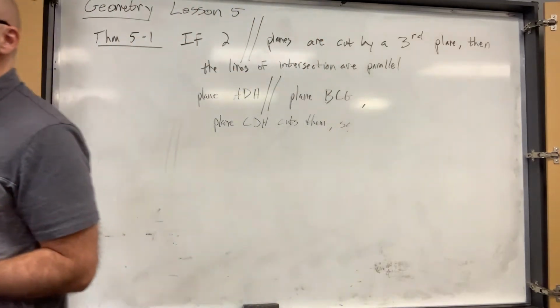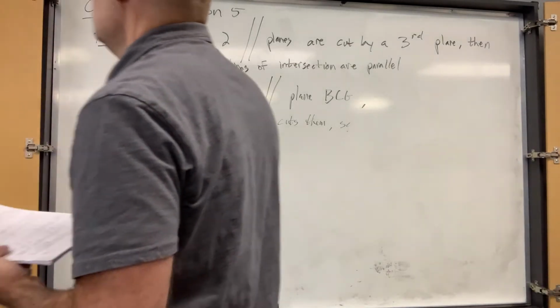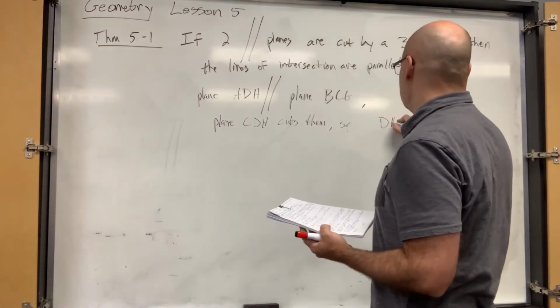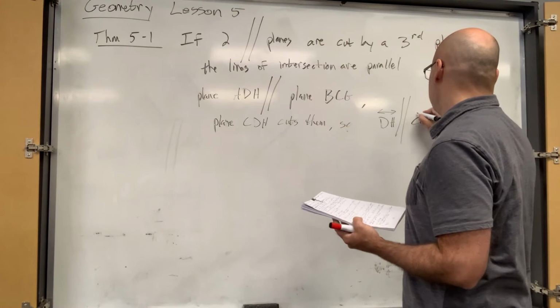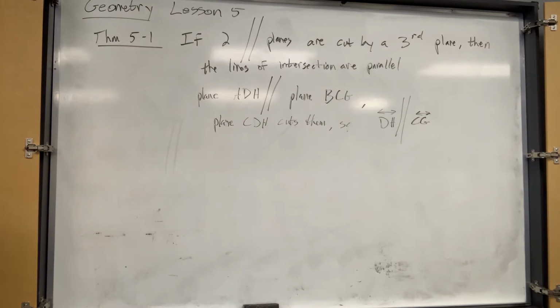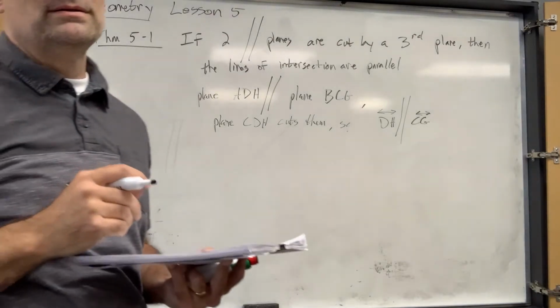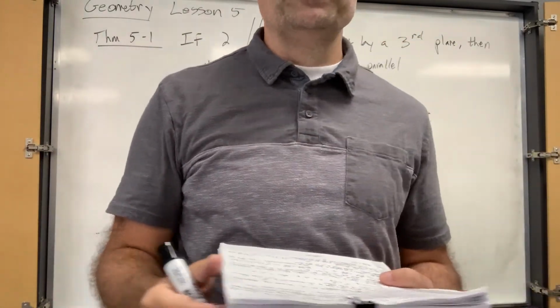So where does CDH intersect the front side? At DH. And where does CDH intersect the back side? At CG. But look at DH and CG. So DH is parallel to CG. Okay? So if the front and back are parallel to each other, see how the side intersects the front and back at DH and CG. So those lines have to be parallel as well. It makes sense because those lines are on those planes which are parallel. Okay?